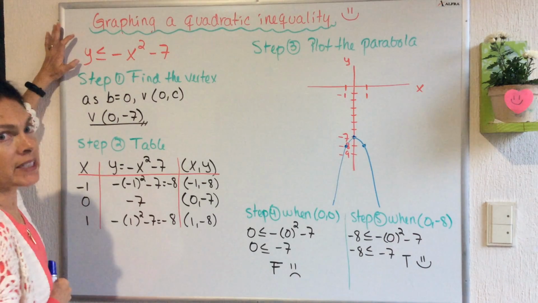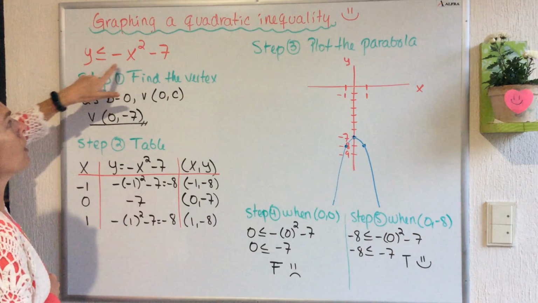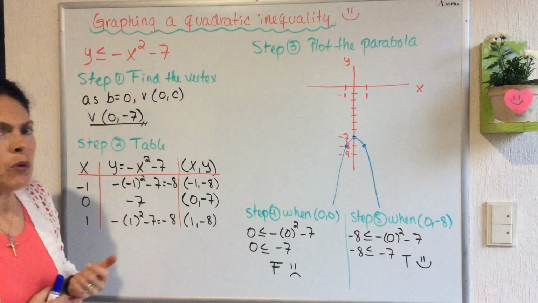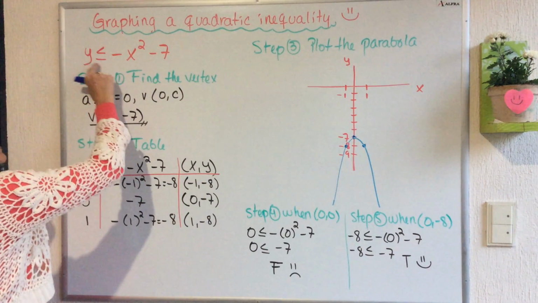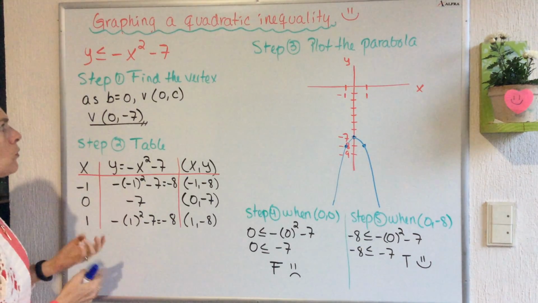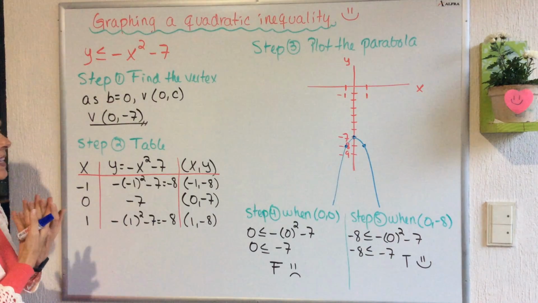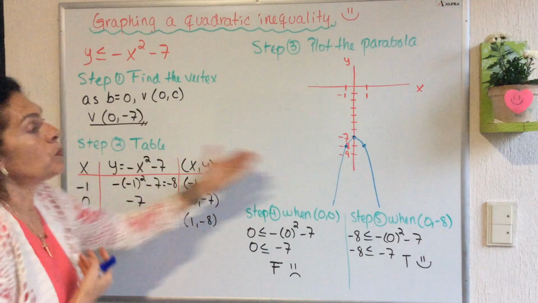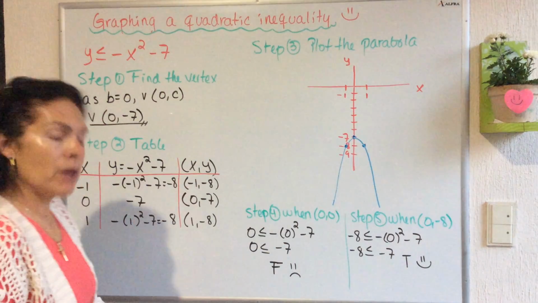Here we have the inequality: y is less than or equal to minus x to the second minus 7. Why inequality? Because we have this sign instead of the equal sign. But we are going to start solving it as a normal quadratic equation, because we have to plot the parabola. And this is the way we have to do it.